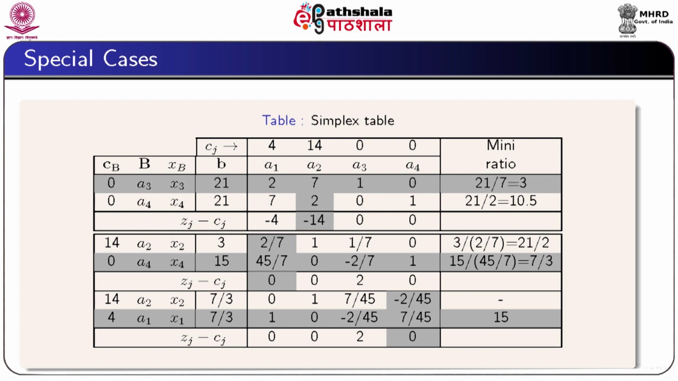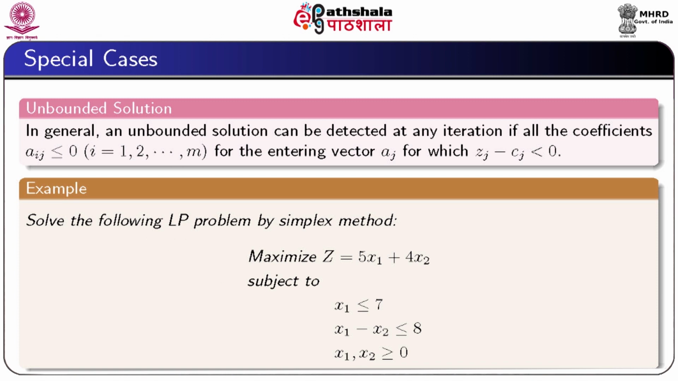Since we have two optimal solutions, x1 equal to 0 and x2 equal to 3, and x1 equal to x2 equal to 7 by 3, the problem has an infinite number of solutions which can be obtained as a convex combination of these two solutions. Let us now consider another special case, which is the case of unbounded solution in LPP.